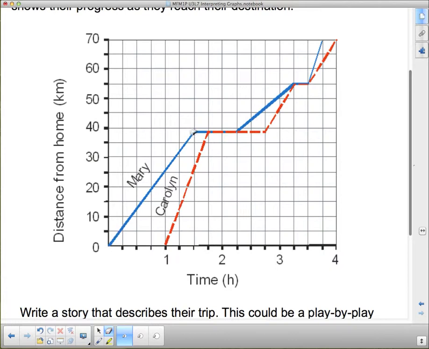You should be able to tell me where all of the changing points occur and what's happening between them. And if you can calculate the speed that they're going at different points, and we're going to do that in the next unit more than this one, but if you can actually make a calculation of the speed that they're traveling at different points during this, that would really impress me. Remember, speed is in kilometers per hour.